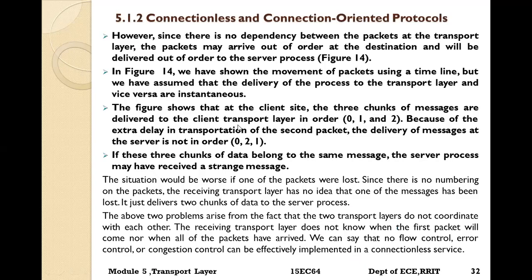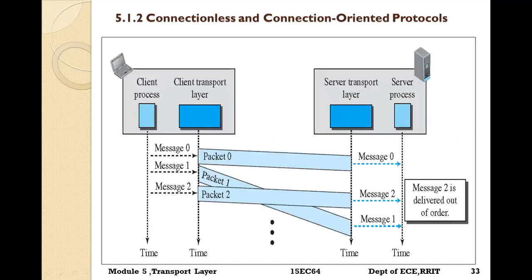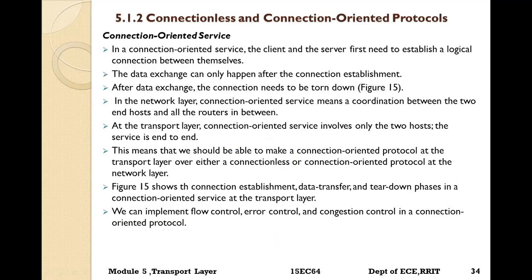If these 3 chunks of data belong to the same message, the server process may have received a strange message. The situation would be worsened if one of the packets were lost. If one packet is lost, then the message you have sent will not completely reach the receiver, and incompleteness can take place here. The above 2 problems will be solved by using the connection-oriented service.